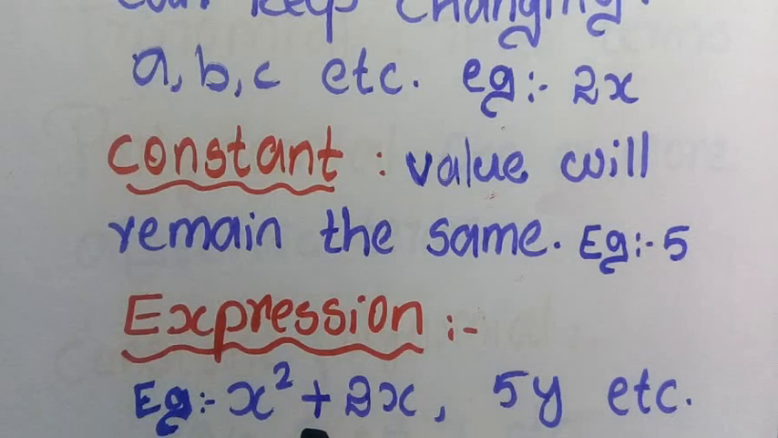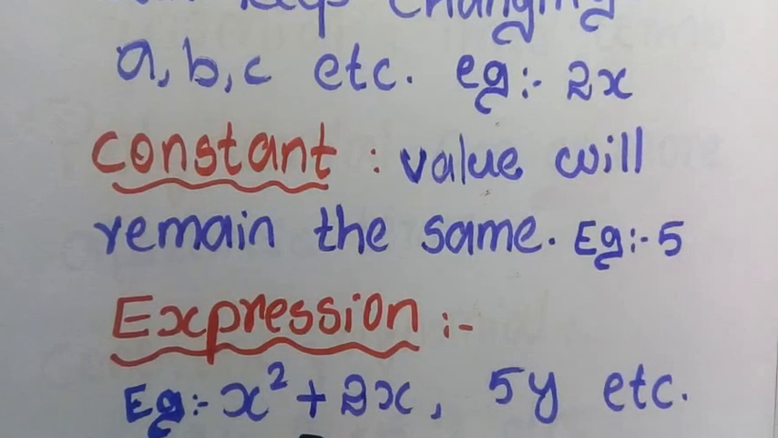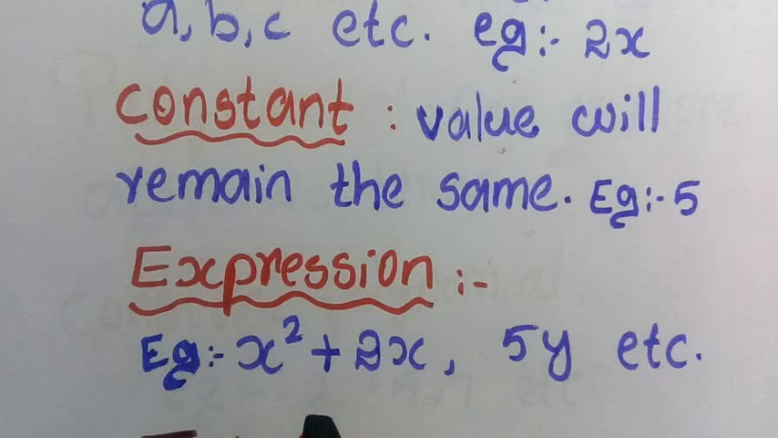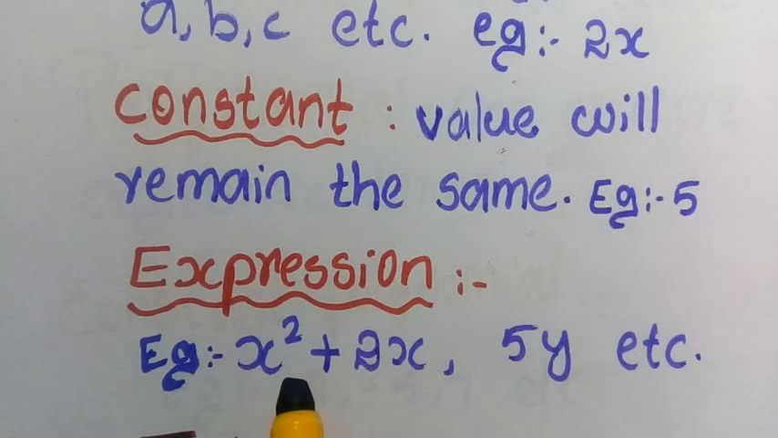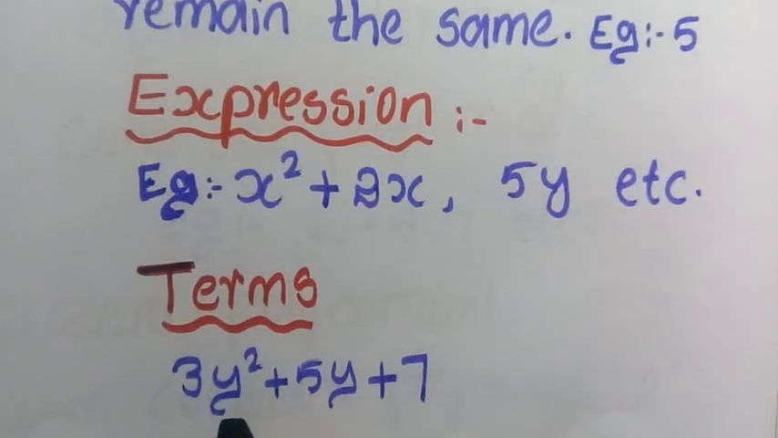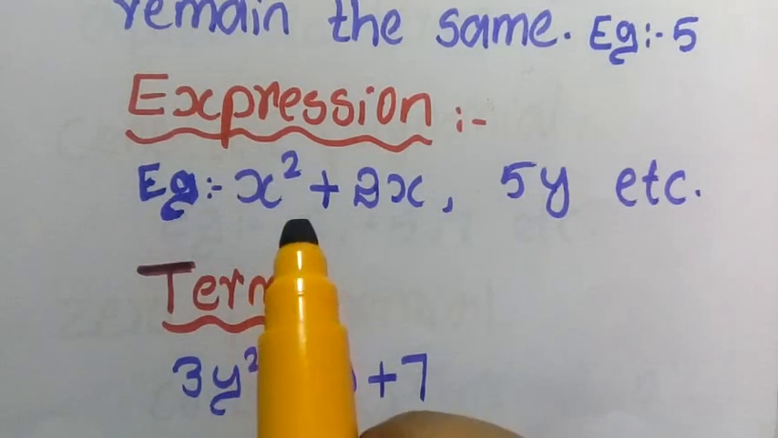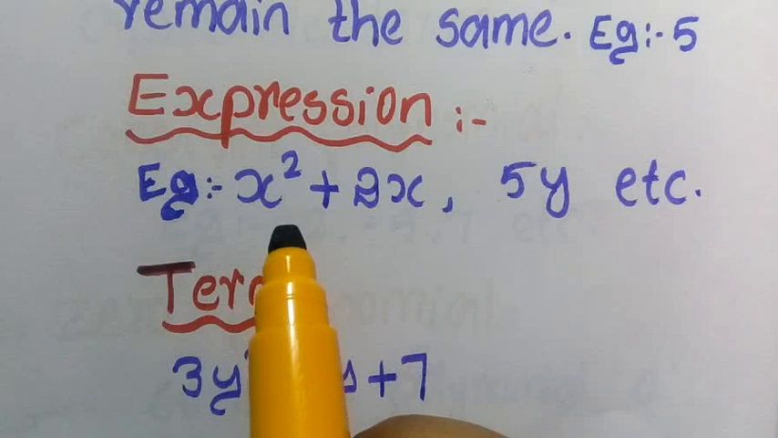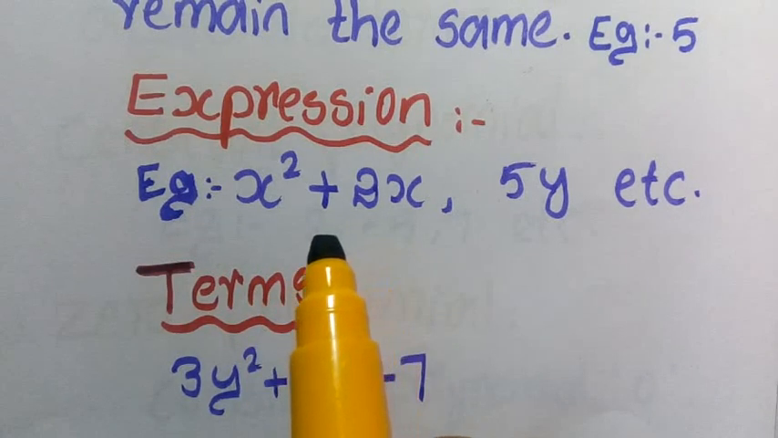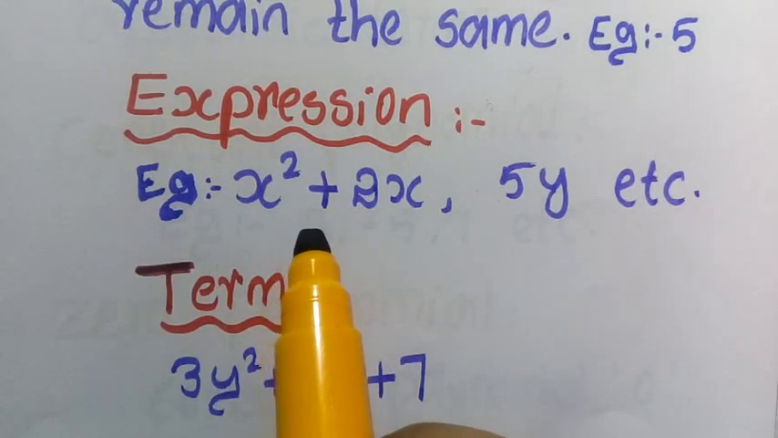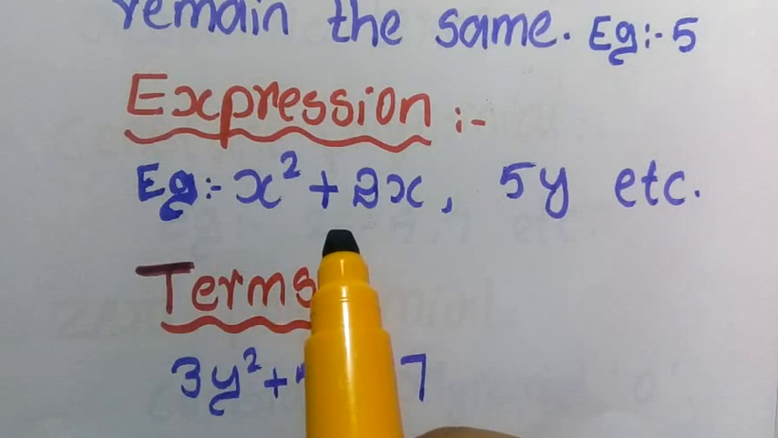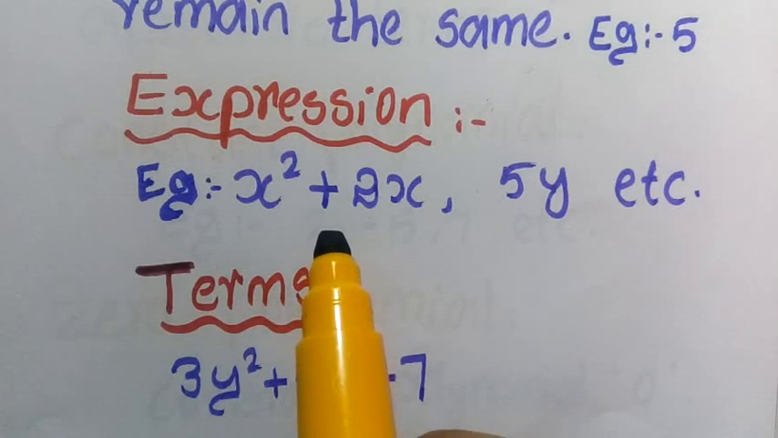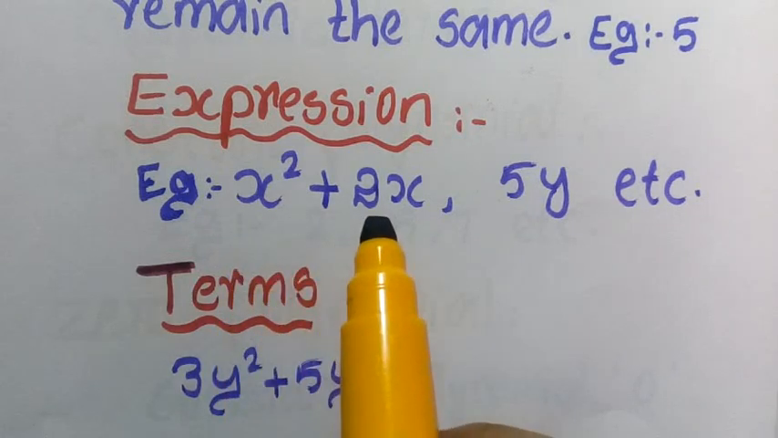Next, expression. An algebraic expression is the combination of variables, constants and arithmetical operations. For example, x square plus 2x, 5y, etc. Next, terms. Children, here we have an expression, x square plus 2x. How many terms are there in x square plus 2x? There are two terms. They are x square and 2x.